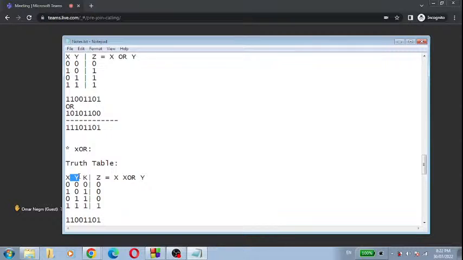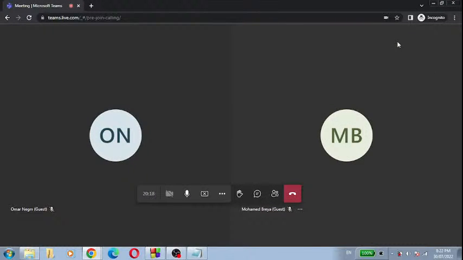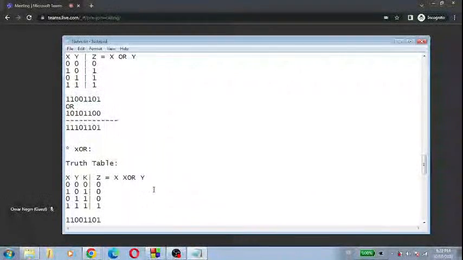But for you to solve it at first moment or by sight, if you have an odd number of ones within the inputs, you get your output as 1. But you are right, Omar. Okay, we are going to continue.